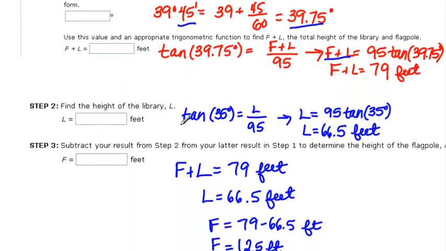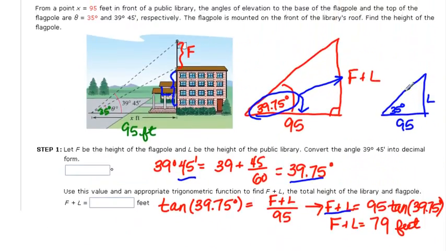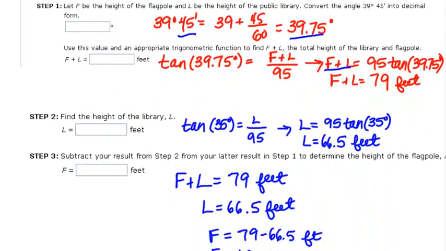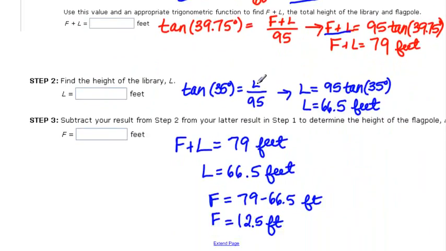Now we need to find the height of the library so that we can subtract it off to figure out what the height of the flagpole is. Well, for the library, we also could use the tangent of 35 is opposite, which is L, over adjacent, which is 95. So we set up that ratio, that tangent of 35 degrees is L over 95. Multiply both sides by 95 to get L is 95 times tangent of 35 degrees. Using the calculator, we find that the library's height is 66.5 feet.